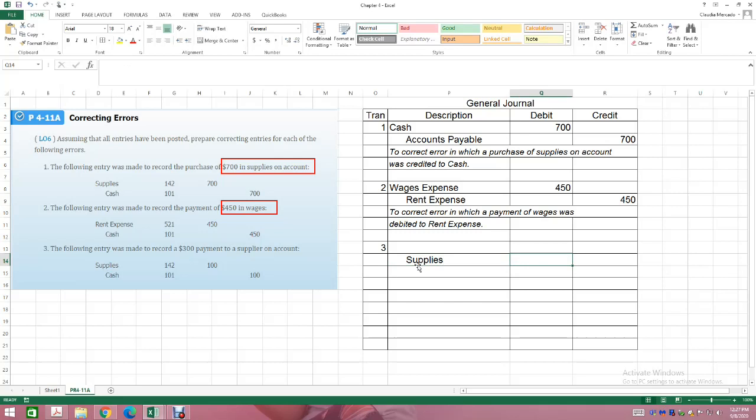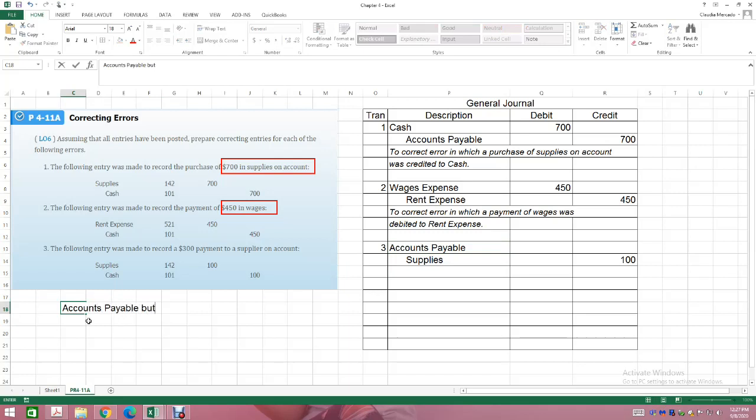So I have a debit. Now I'm going to credit my supplies. Now it says you are making a payment of $300 to a supplier on account. You owe money and now you're making a payment. When you make a payment for something that you owe, what account are we going to offset? We're going to offset against our accounts payable.